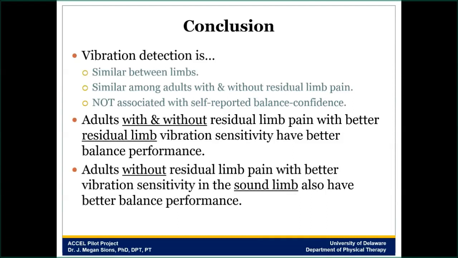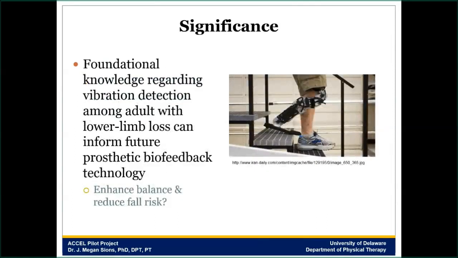But if you have residual limb pain, you're now potentially more susceptible to balance and falls issues because this residual limb vibration sensitivity is significantly correlated to balance performance. And the significance of this is that this foundational knowledge regarding vibration detection among adults with lower limb loss can be used to inform future prosthetic technology. And as I said before, we may be able to use this information to help provide different biofeedback for different floor surfaces, thresholds, etc., to enhance balance and reduce fall risk in individuals with lower limb loss. And in particular, this may be critical for those with residual limb pain to make sure we're giving appropriate biofeedback in that limb that is wearing the prosthesis.